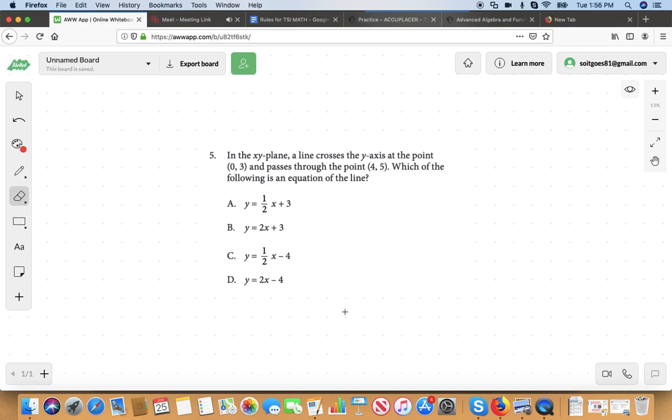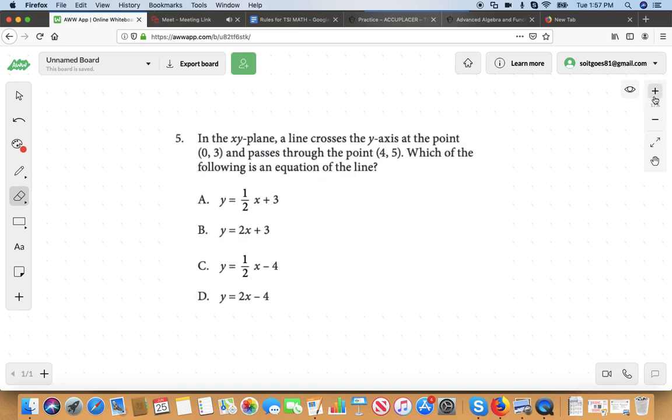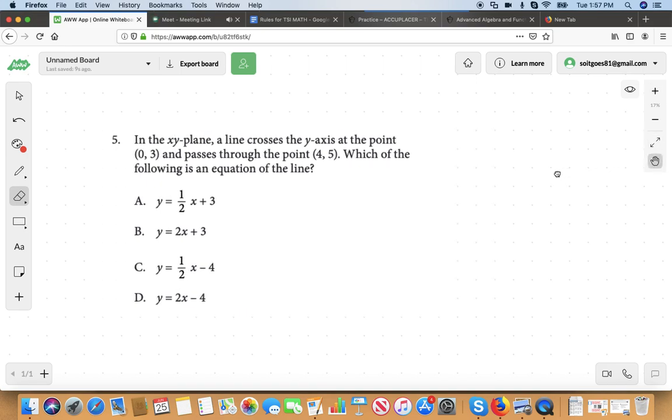Great. Question number 5. Go ahead and read this for me, please, Jackson. Okay. In the xy plane, a line crosses the y-axis at the point (0, 3) and passes through the point (4, 5). Which of the following is an equation of the line?